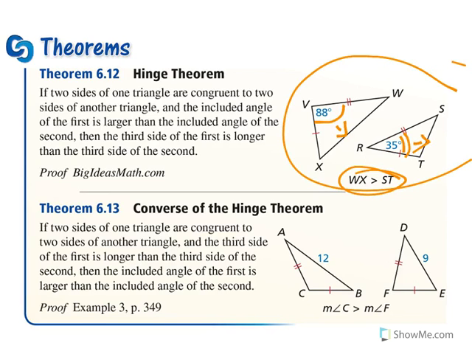So here we have triangle ABC and triangle DEF. We have AB is 12 and DE is 9. Obviously, AB then would be greater than DE. So that means the angles across from them are going to be associated in that same manner. So the angle across, in this case the measure of angle C, is also going to be greater than the angle across, which is the measure of angle F.